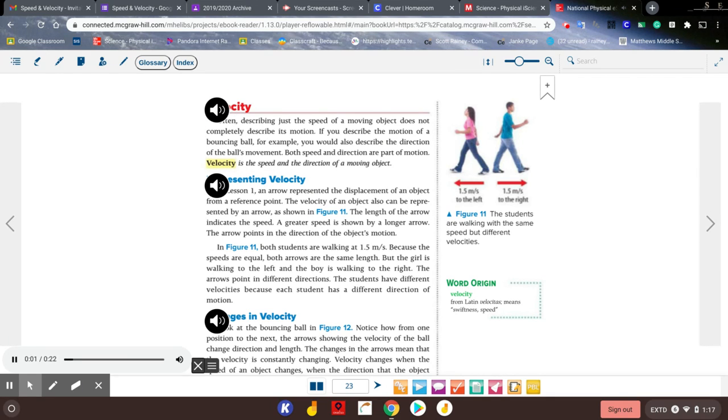Velocity. Often, describing just the speed of a moving object does not completely describe its motion. If you describe the motion of a bouncing ball, for example, you would also describe the direction of the ball's movement. Both speed and direction are part of motion. Velocity is the speed and the direction of a moving object.